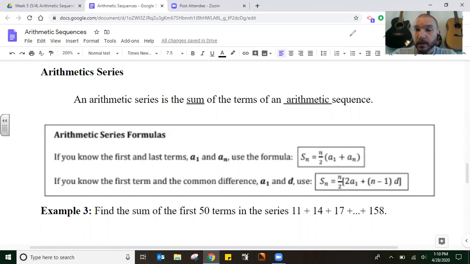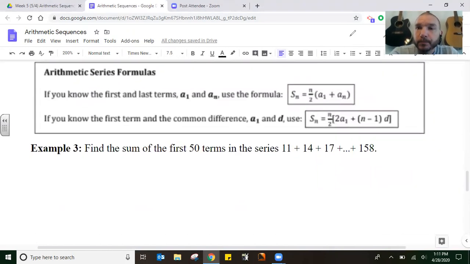The second formula is a little bit more complicated. However, it's more common because usually we don't know the last term. We just say, here's part of a sequence, find the sum of all of these pieces. So we will know n, which we need again in the formula, and we will know the first term, which we need in our formula, but then we'll also need our common difference. So if we know the first term, a sub 1, and the common difference, then we could find the sum of the first n terms. They're always going to give you n because that's how many terms they want you to add together.